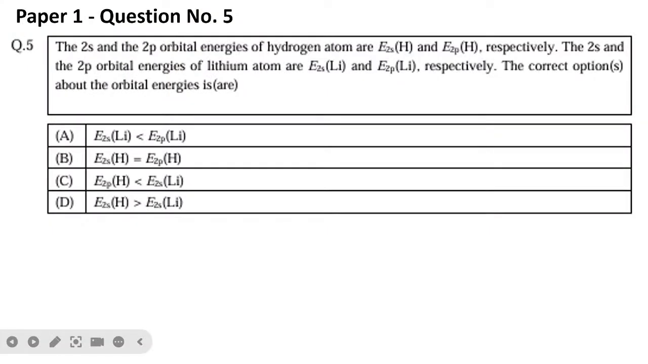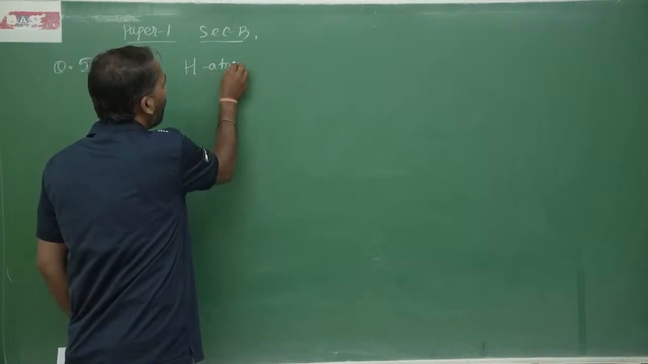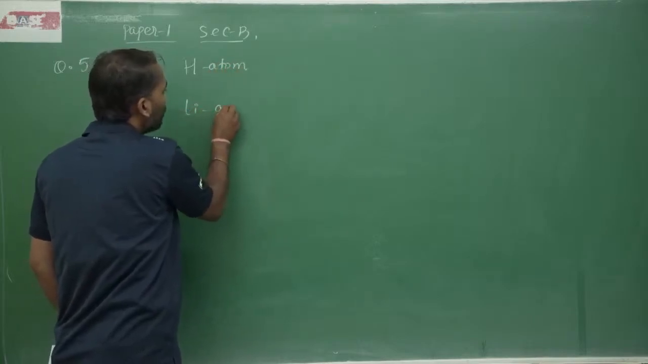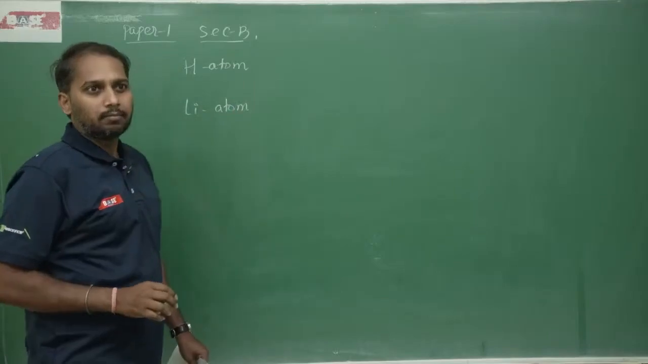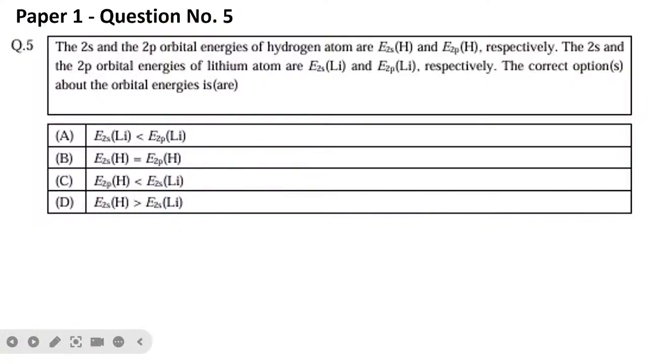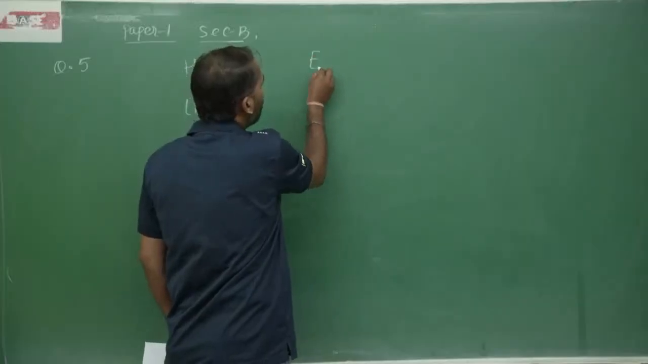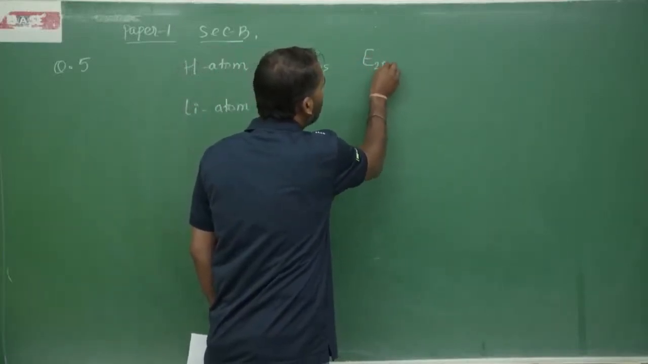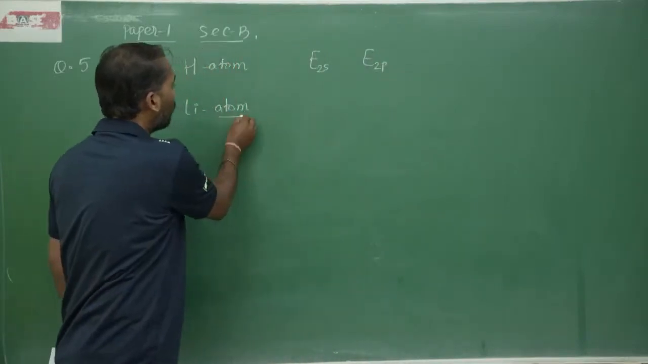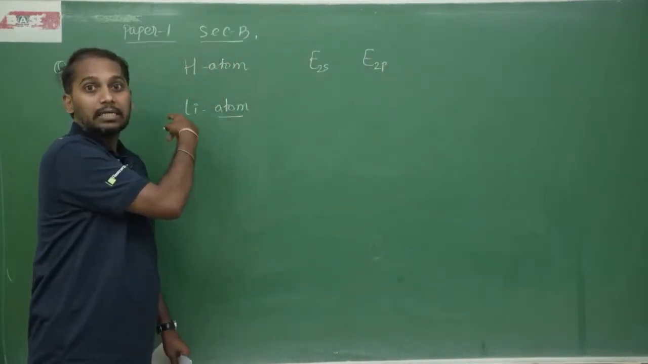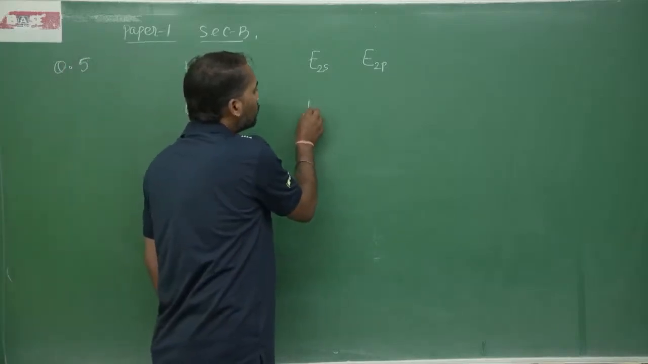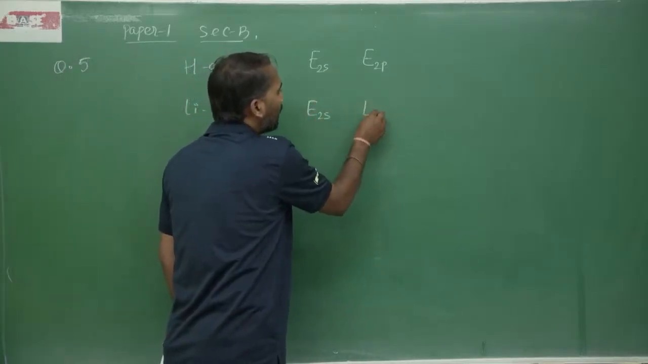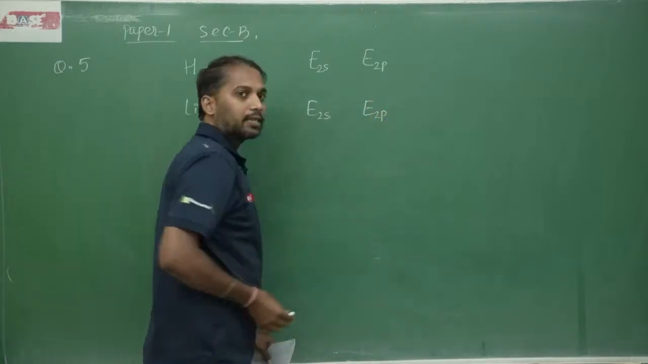The question is for hydrogen and lithium atoms. For the hydrogen atom and lithium atom, orbital energies are given. For hydrogen, the energy of 2s is represented as E2s and the energy of 2p as E2p. Similarly for the lithium atom, not lithium ion. Lithium atom means it is a multi-electron atom. Again, the energy of 2s is E2s and the energy of 2p is E2p.